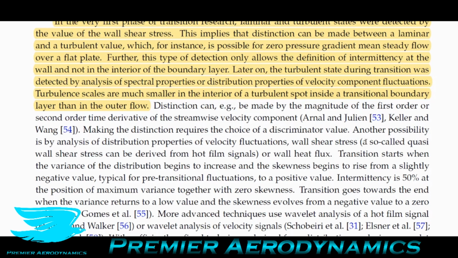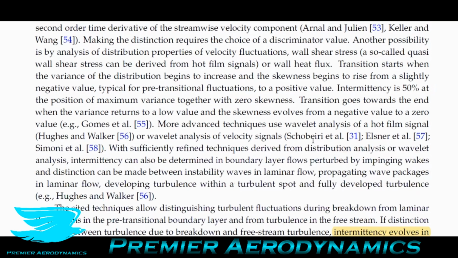Turbulent scales are much smaller in the interior of the turbulent spot inside a transitional boundary layer than in the outer flow. In other words, depending on where you're looking, in the boundary layer or even in the free stream flow, the turbulence has a different wavelength and a different frequency as well. In the turbulent spots, the scales are much smaller, which means the turbulence is effectively taking on a different look compared to the rest of the flow. So that's something to be aware of as well.